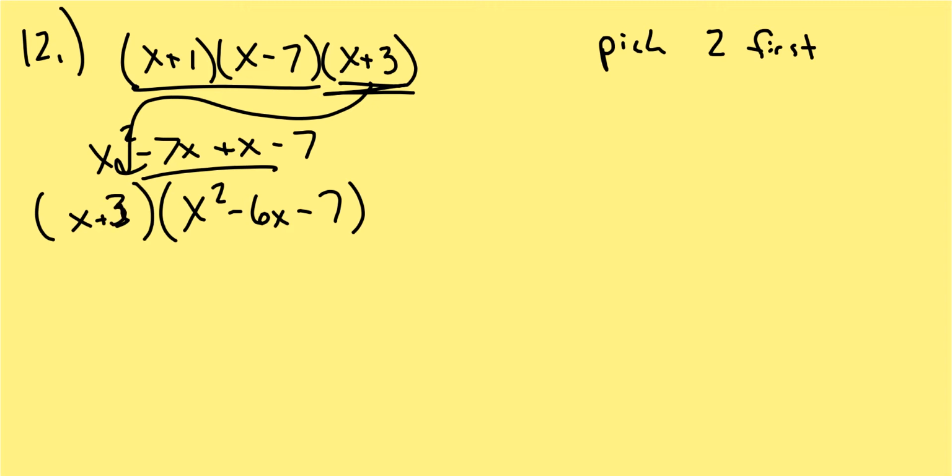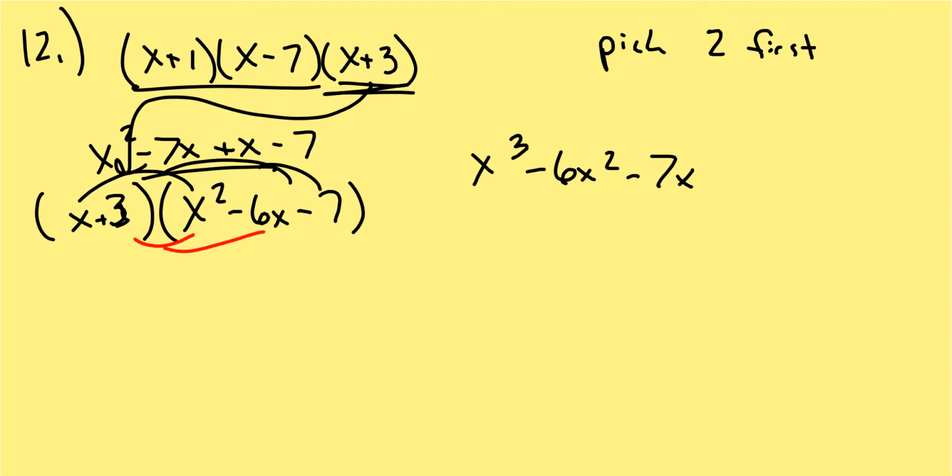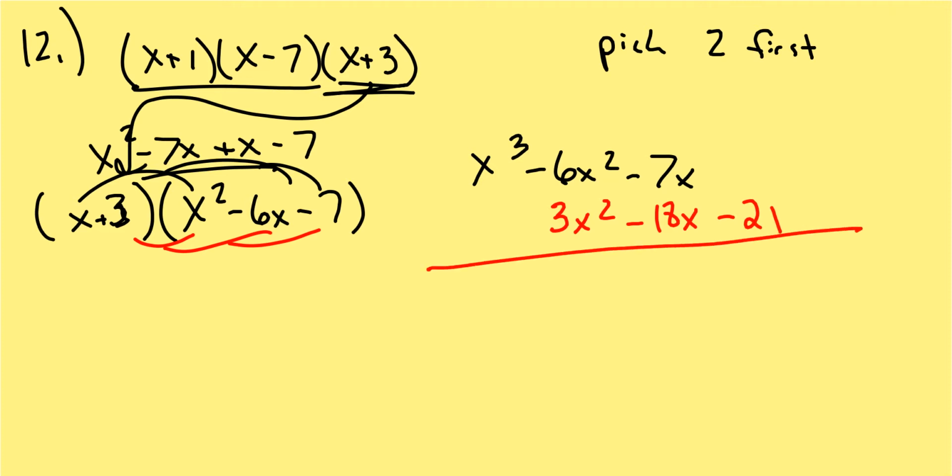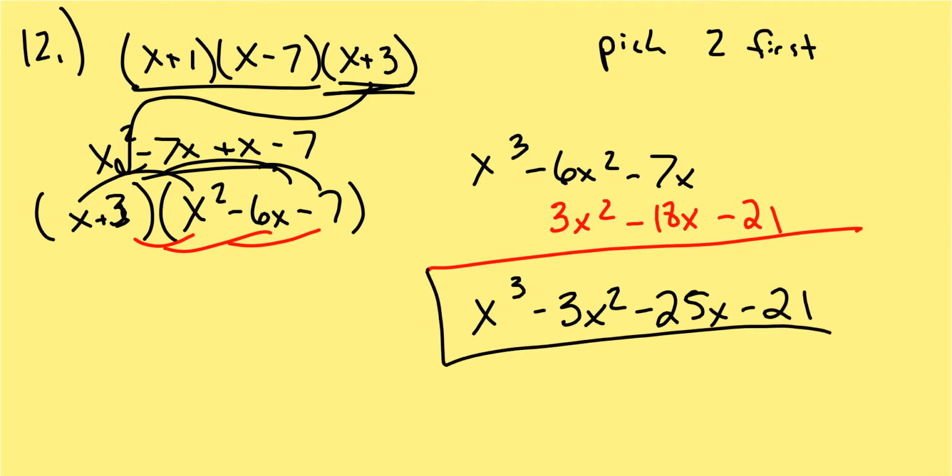Now I have two pieces over here, guys. X is going to go to everything. So I'm with x cubed minus 6x squared minus 7x. Now 3 is going to go to everything. So I'm going to get 3x squared minus 18x minus 21. So then I end up with my final answer, x cubed minus 3x squared minus 25x minus 21.